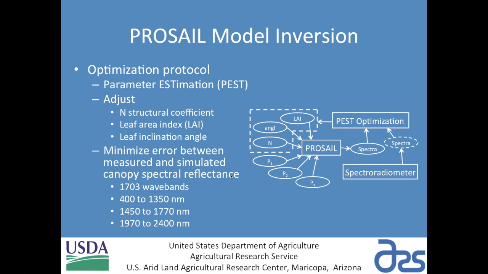And we're going to be focusing here on 3 different groups of bands: 400 to 1300 nanometers, which is more in the visible and NIR; 1450 to 1770, getting into the shortwave infrared; and 1970 to 2400 nanometers, which is further out into the shortwave infrared.